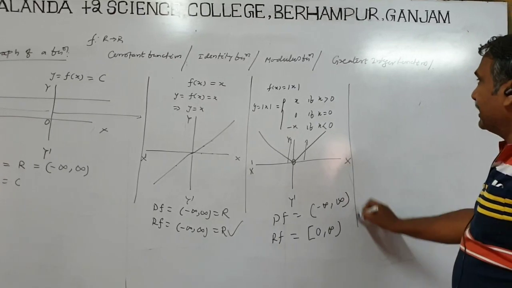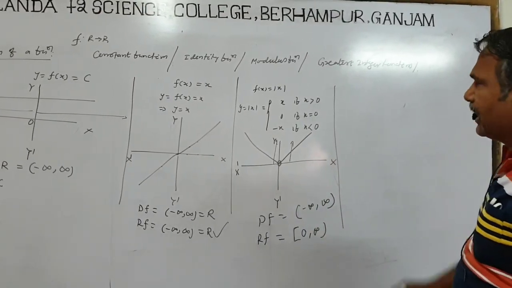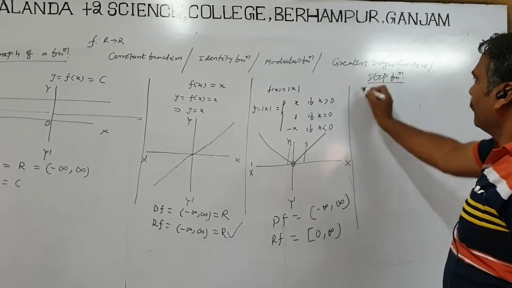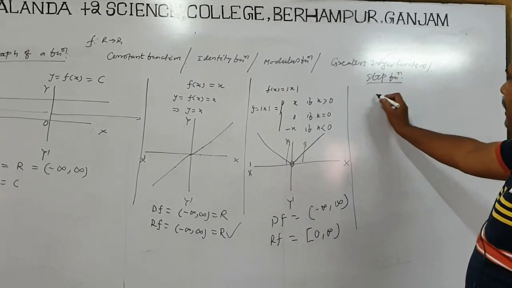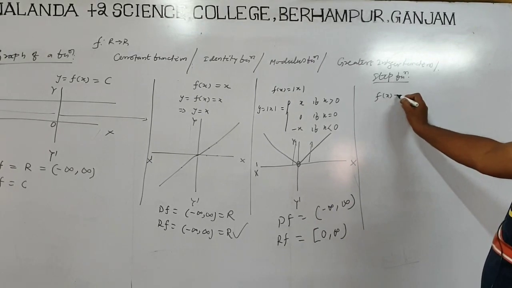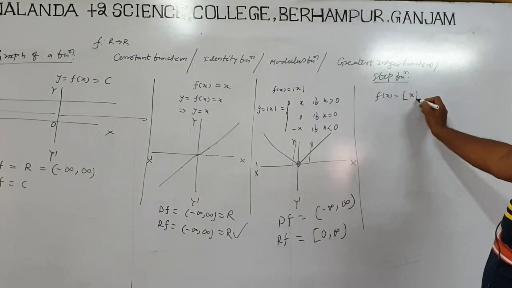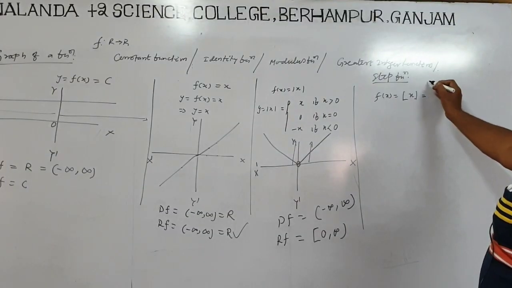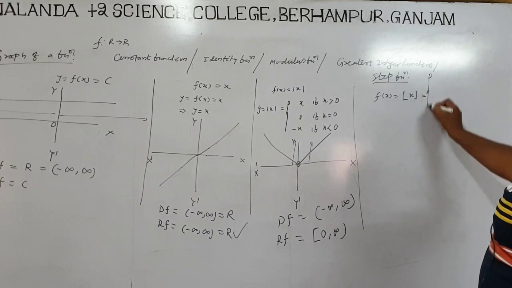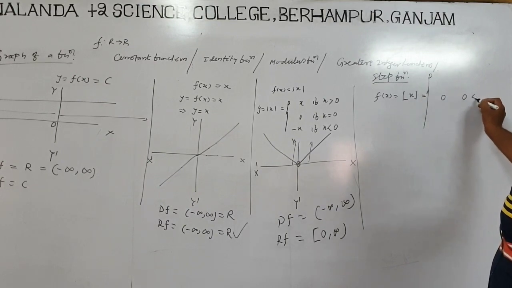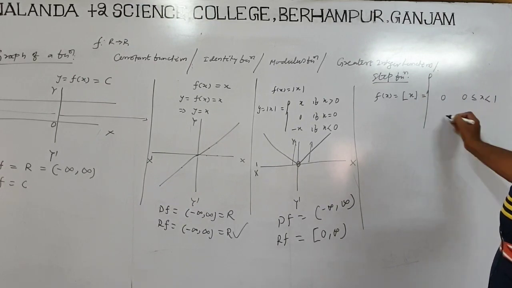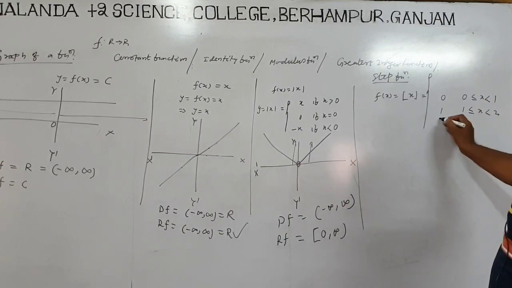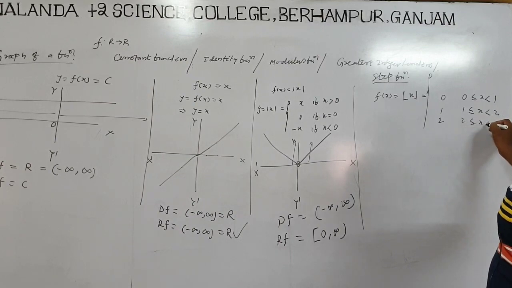Now next one is the greatest integer function, or you can say the step function. Step function. Very important. Now here f of x equals, this greatest integer function is defined by n plus k, or you can write 0 is less than or equal to x is less than 1, 1 is less than or equal to x is less than 2, 2 is less than or equal to x is less than 3.